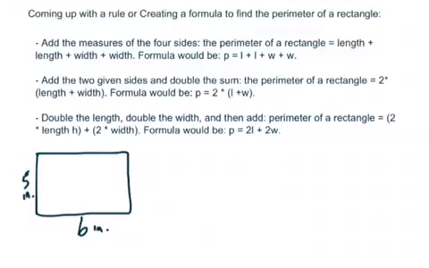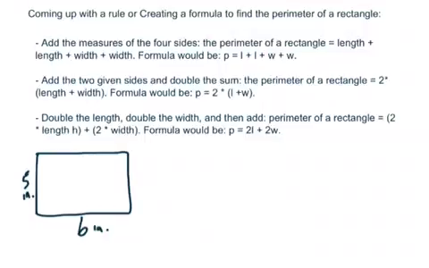So let's just walk ourselves through them. We're adding the measure of the 4 sides. The perimeter of the rectangle could be length plus length plus width plus width. The formula for that would be P for perimeter equals L plus L, length, plus W plus W, width plus width. So there's the formula for it.